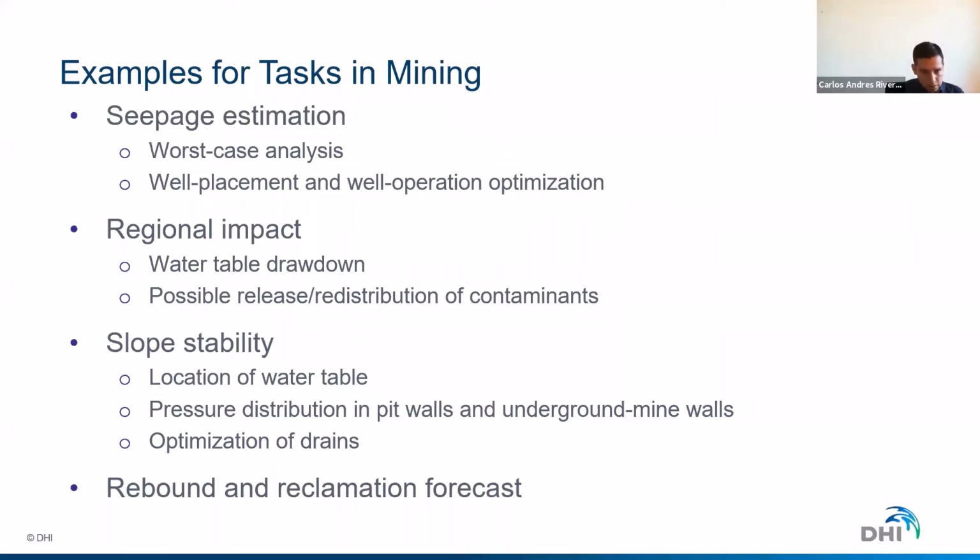Regional impacts: we can estimate water table drawdowns and possible release and distribution of contaminants. As I say, FEFLOW can solve mass transport, conservative or reactive, and a combination of all of these. We can provide information relevant for your technical applications, like slope stability, the location of the water level, pressure distribution, etc. Last but not least, rebound and reclamation forecasts as well.